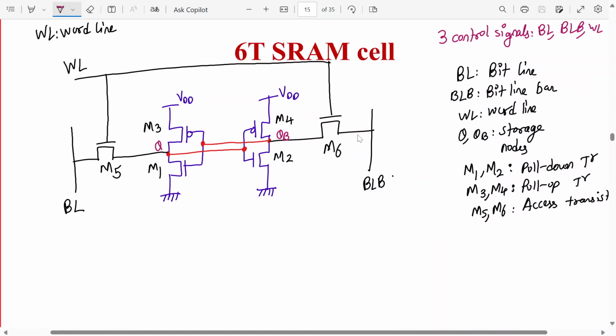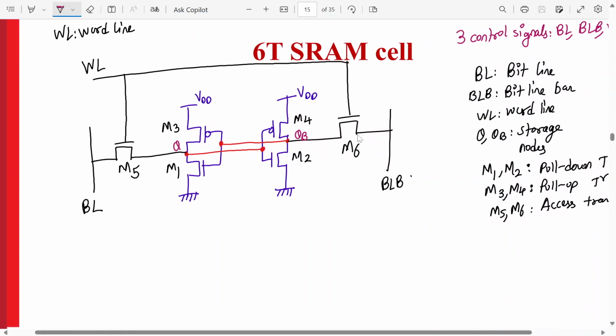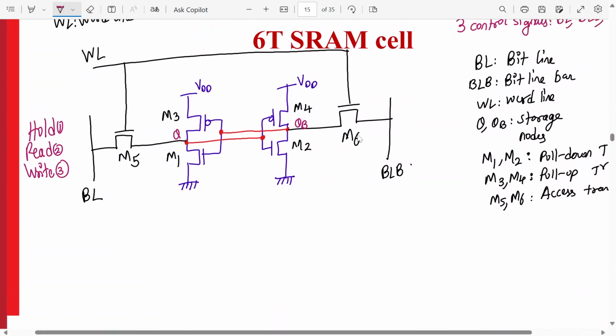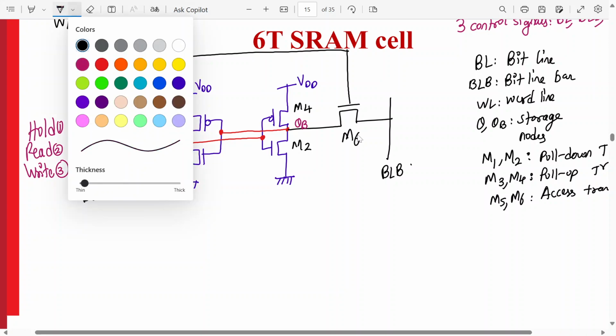Okay. And we need to explain the operation of a SRAM cell in three modes: hold, read, write. 1, 2, 3. Alright. So I'm writing a table, I'm drawing. Have you drawn this diagram, everyone? Yes or no?